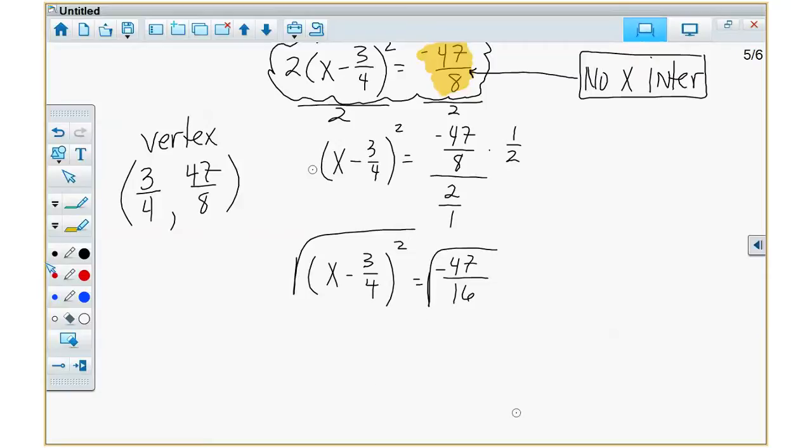Square root x minus 3/4 is equal to the square root of negative 47 over 4.